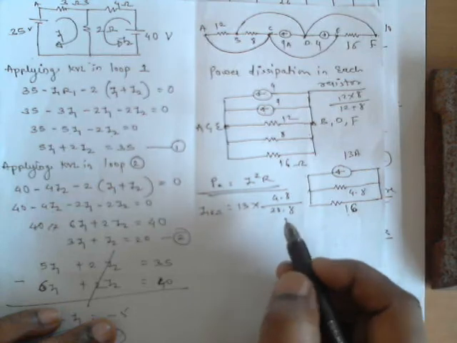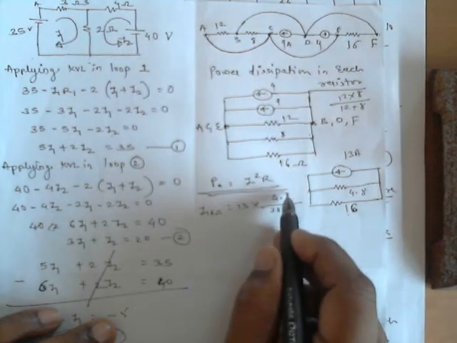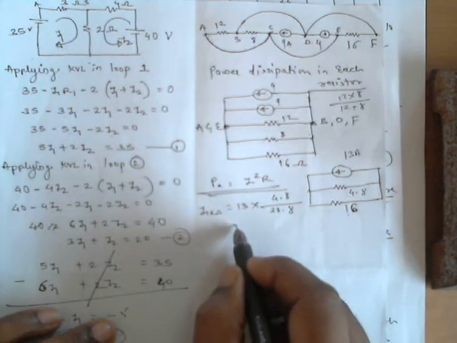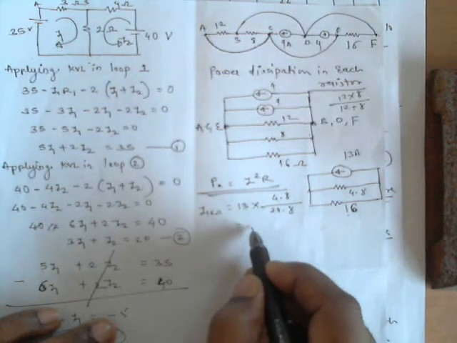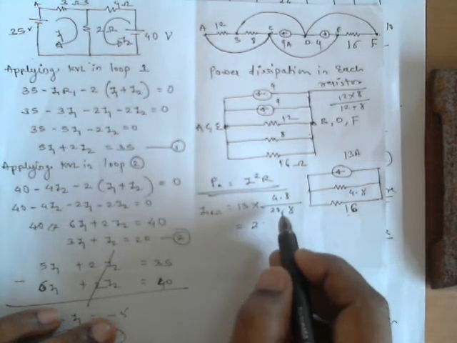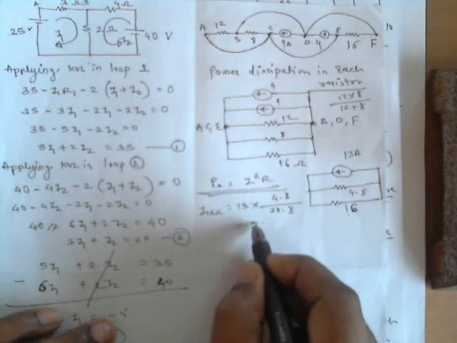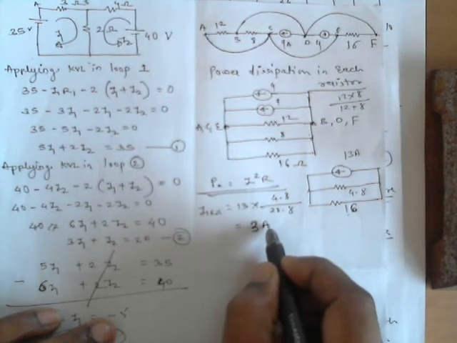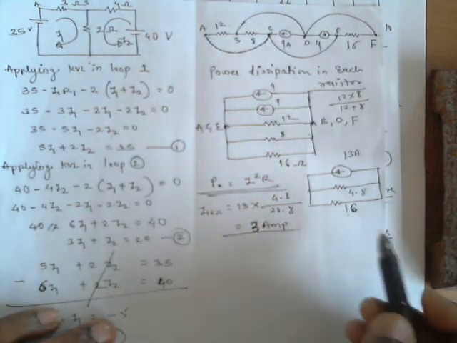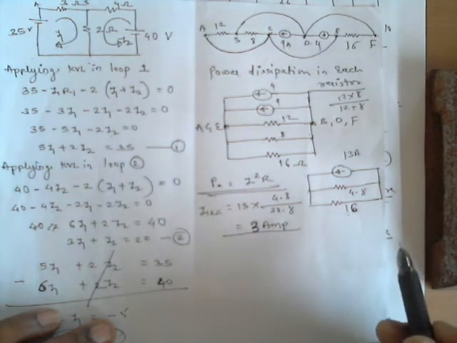Current through 16: 13 times 4.8 divided by this one, so it will come to 3 ampere. Current through 16 is 3 ampere.